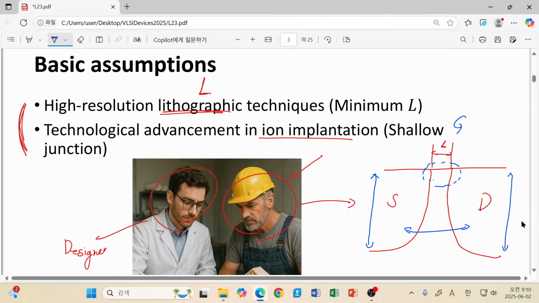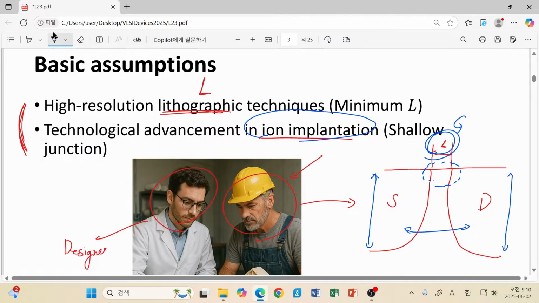So simply speaking, if we reduce the length to get performance advantage and area advantage, then of course we should scale down our depth, the vertical depth, also. In this case, ion implantation plays a critical role in controlling this depth. So make it shallow.